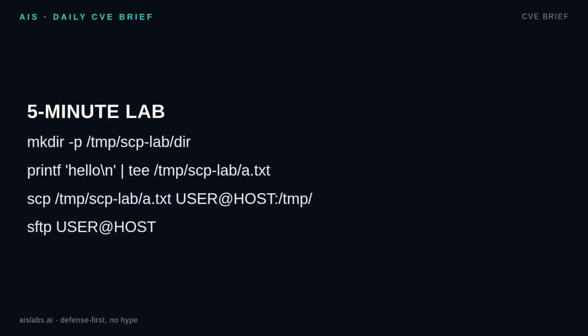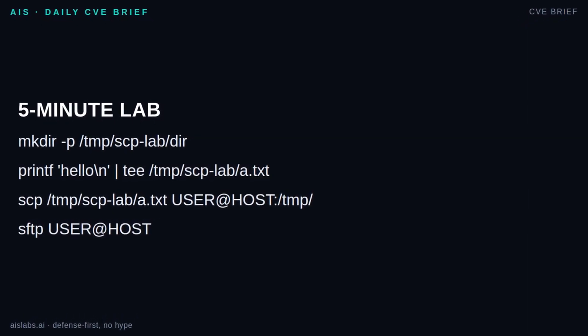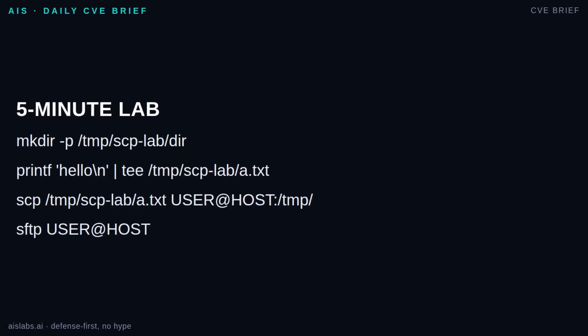Practice only on a machine you administer, a lab virtual machine, a cloud test box, or another Linux host on your local area network. Create a tiny local file with the commands on screen. Replace user and host with your account and the server name. First, upload the file to /tmp with SCP. Then SSH to the server and confirm it exists, or use SFTP user@host and run ls /tmp.